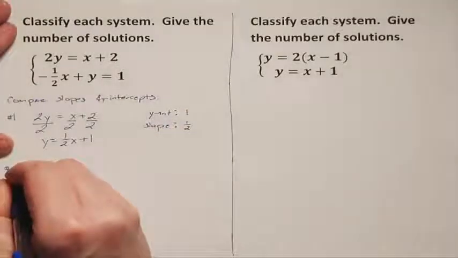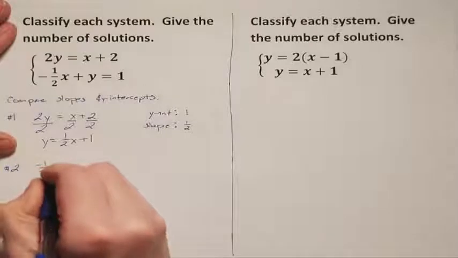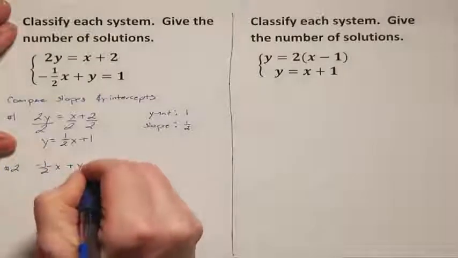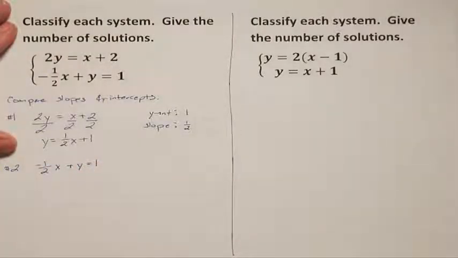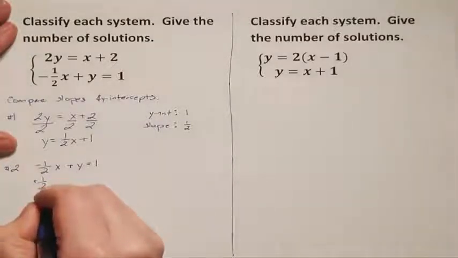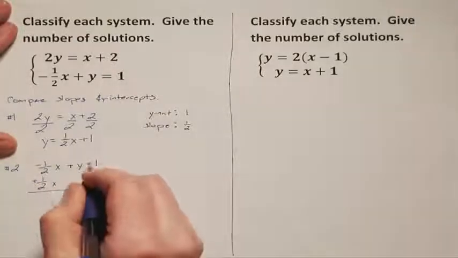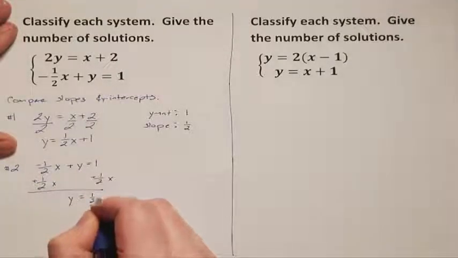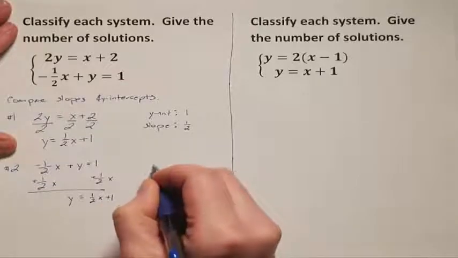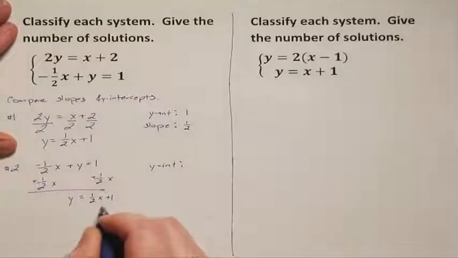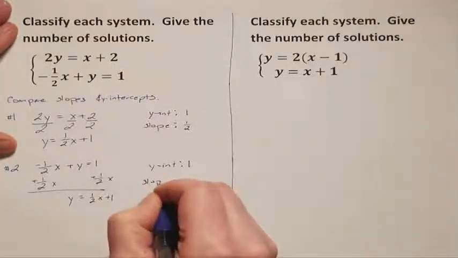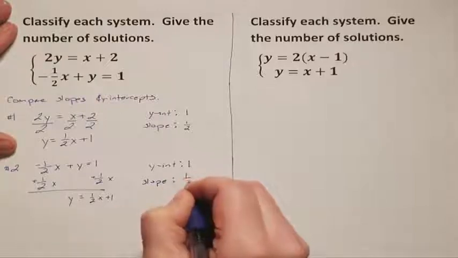I need to be able to compare it to line 2. Line 2 is negative 1/2 x plus y equals 1. It needs to be in y equals form for me to be able to compare. So I'm going to add 1/2 x to each side. I get y equals 1/2 x plus 1.